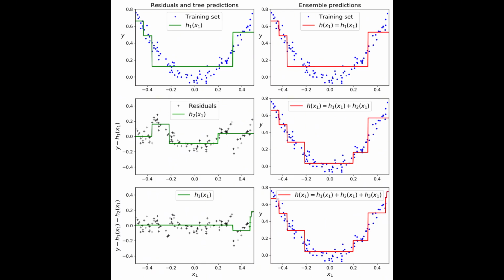And here's the result. The first predictor is trained normally. Then each consecutive predictor is trained on the previous predictor's residuals. The right column shows the resulting ensemble's predictions.